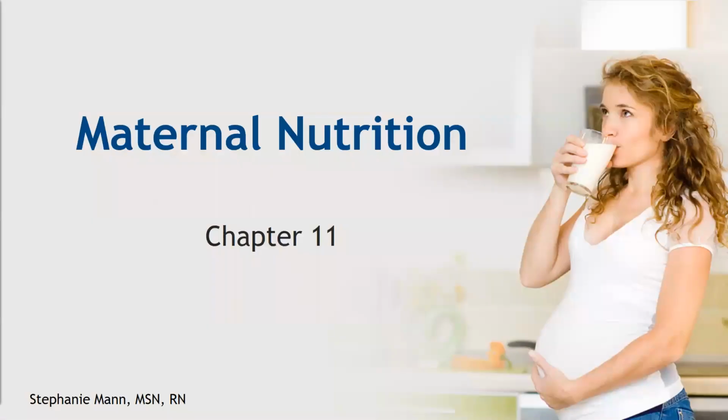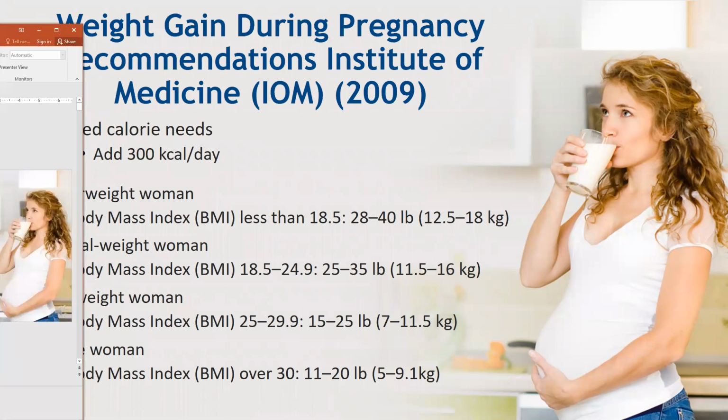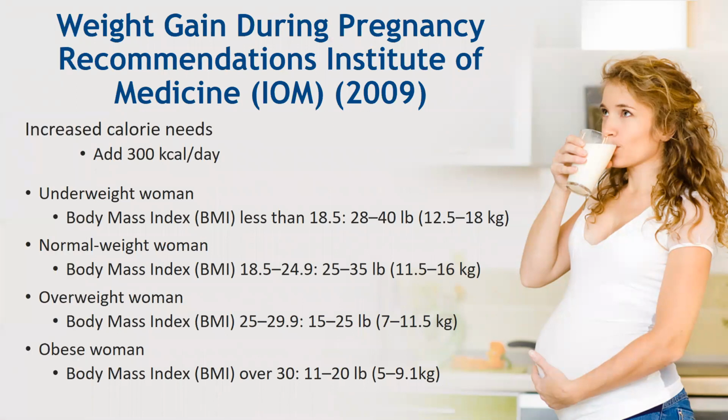Chapter 11, maternal nutrition. Nutritional status is very important both before and after pregnancy and can significantly influence the health of the mother and the fetus. Nutritional problems that interfere with cell division may have permanent consequences. Women can get most of the recommended nutrients by eating a well-balanced diet each day.